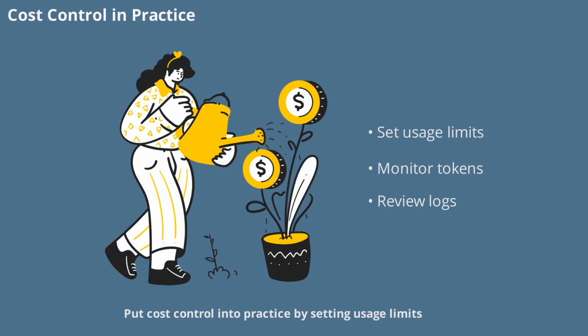Put cost control into practice by setting usage limits, monitoring token consumption, and reviewing logs regularly. Proactive cost management helps prevent surprises and keeps your project sustainable as it grows.